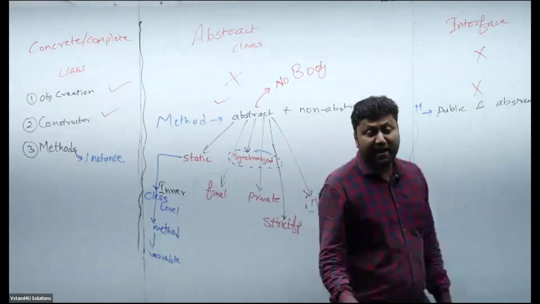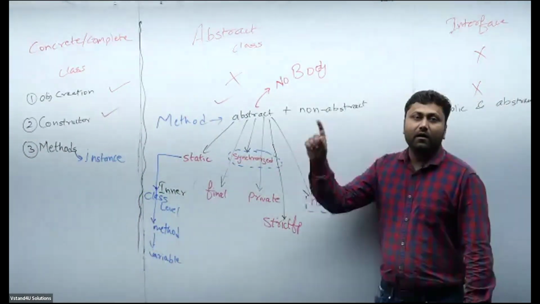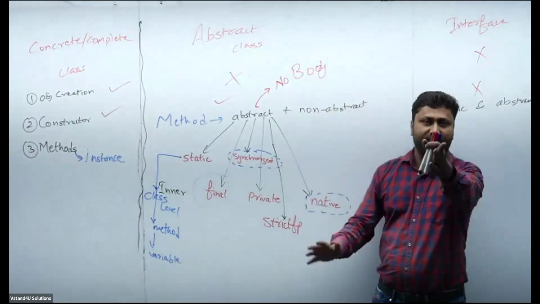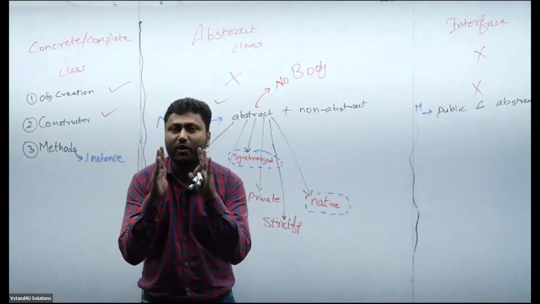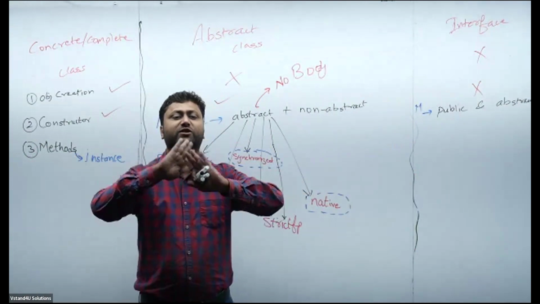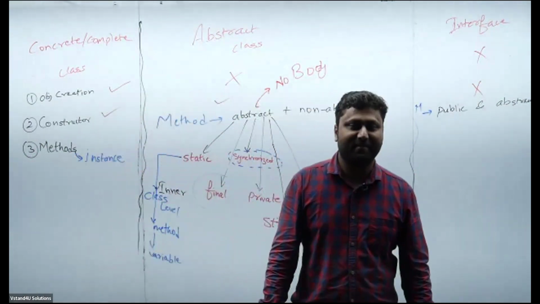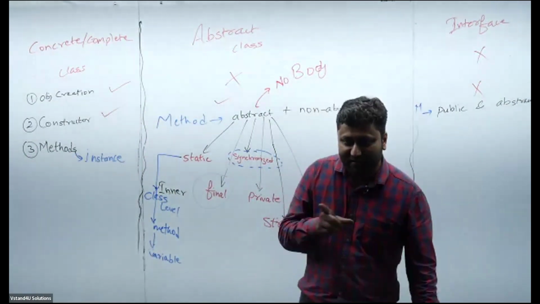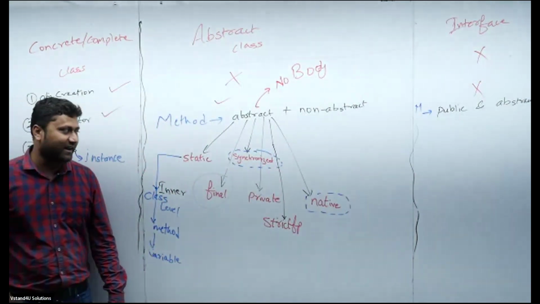Moving forward. If a method is marked as final, whatever body you give, subclasses are not supposed to modify it. Am I clear? Final must have one body. Whatever body you give, that is a final body. Nobody will change the body of that method. Final body. Nobody will change the body. Am I clear? Yes. Cannot override.